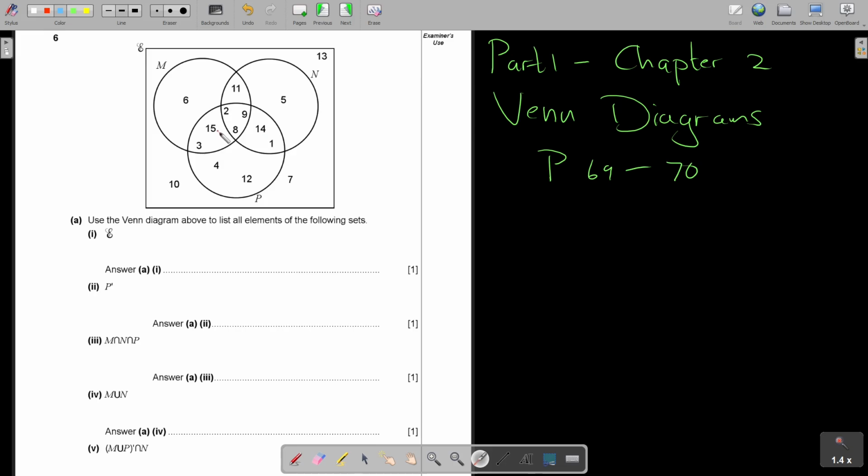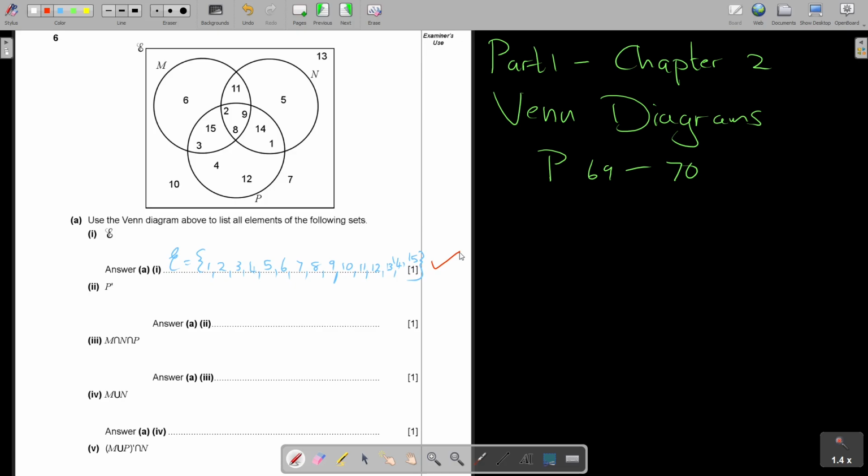So if I'm going to list it then, I'm going to say it's all the numbers 1, 2, 3, 4, 5, 6, 7, 8, 9, 10, 11, 12, 13, 14, and 15. You write a little bit smaller. Okay, and if you listed all the elements, you will just get 1 mark.